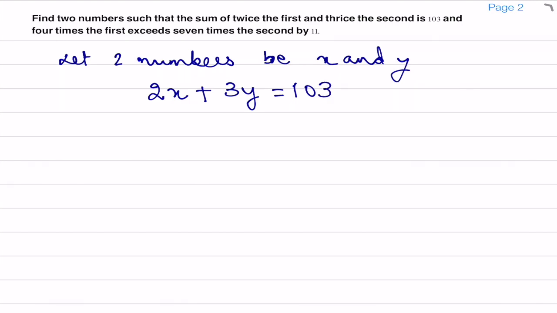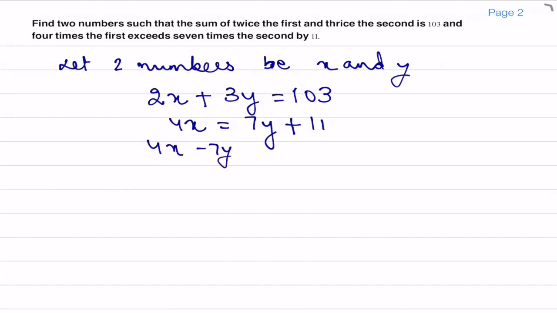Now come to the second statement. 4 times the first, 4x, exceeds. Whenever exceeds comes, whatever is written after that is what you add. 4 times the first exceeds 7 times the second by 11. Means 4x is equal to 7 times the second number, 7y, plus 11. Exceeds means more. So 4x is equal to 7y plus 11. So 4 times the first is 11 more than 7 times y. So the second equation is 4x minus 7y is equal to 11. This is your first, this is your second.